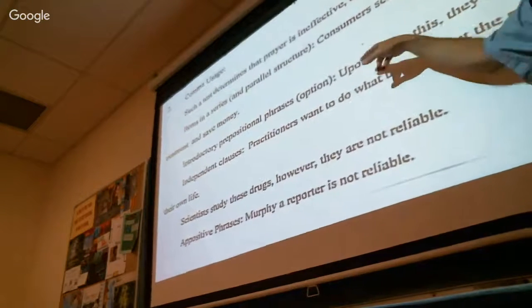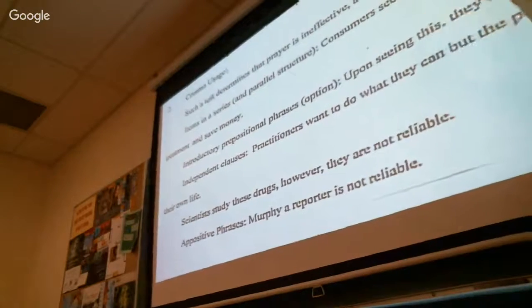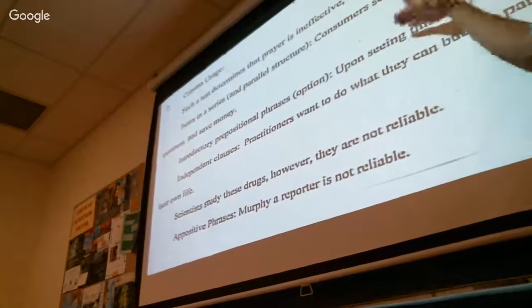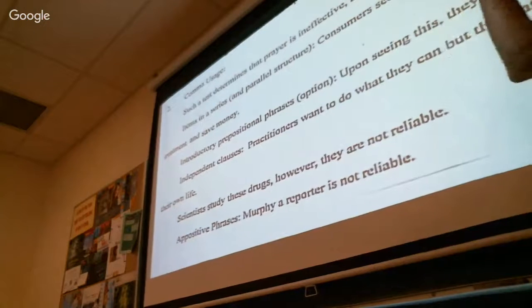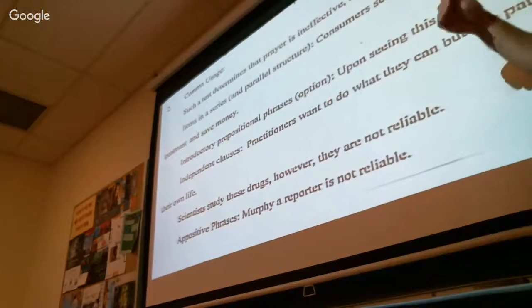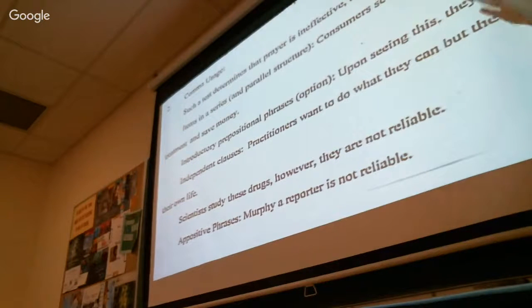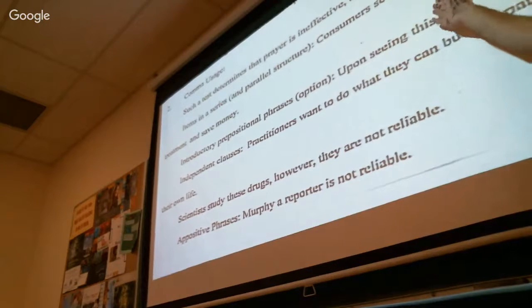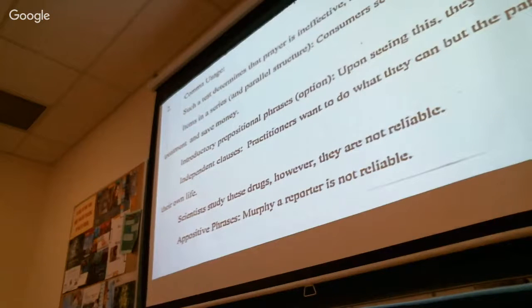All right? So when you see something like this, upon seeing this, comma, right? However, comma. If the treatment doesn't work, comma, right? Anything that comes in front of your independent clause is an introductory element. And introductory elements need to be separated from the independent clauses.